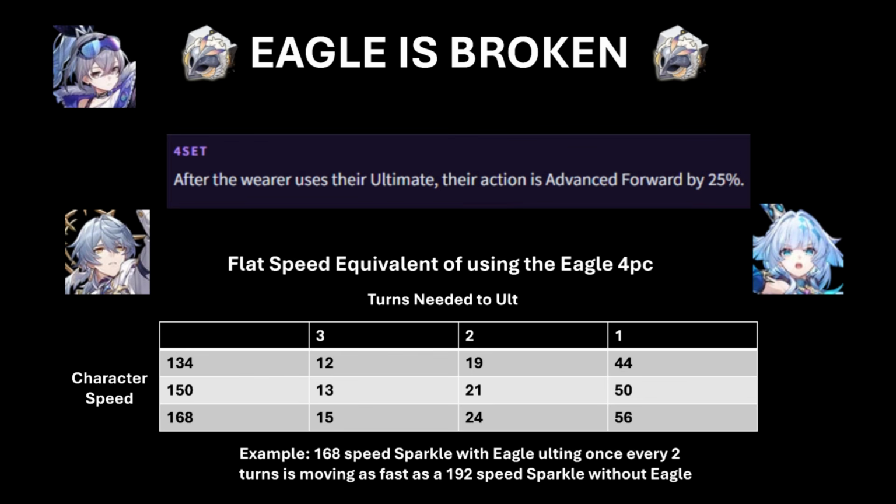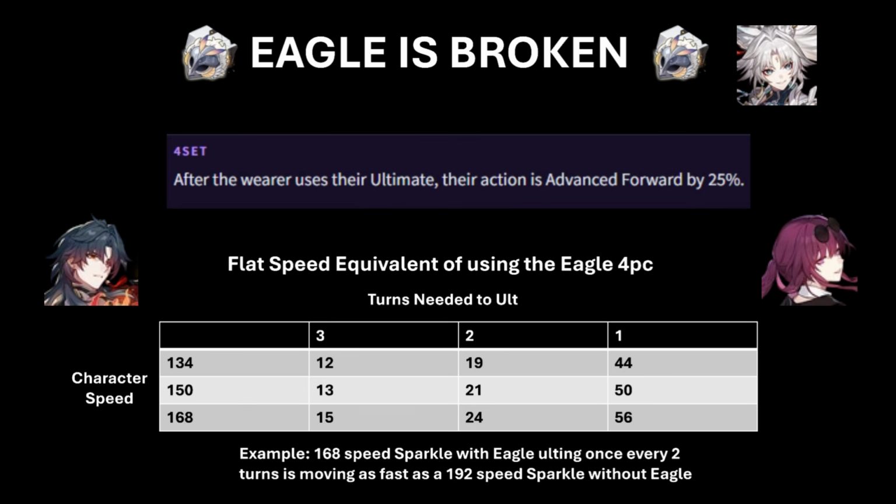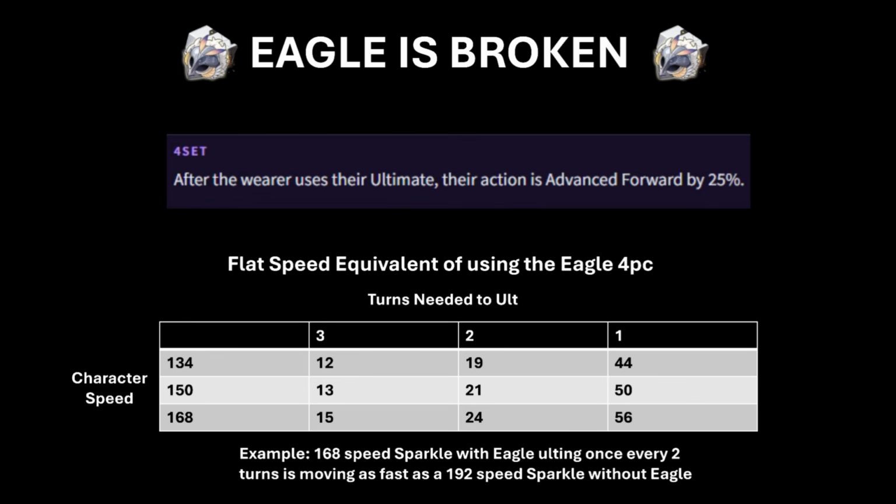Sunday, Sparxie, Nihility, Silver Wolf. And if you can manage an ult every turn, that speed boost goes up to a crazy 45 speed. Realistically, only Kafka, Moze, and Feixiao can achieve that, but that's only at 134 speed because as the character gets faster, which most supports will, the speed equivalent provided by Eagle actually increases. A 168 speed Kafka ulting every turn is getting an equivalent of 56 speed from Eagle. Eagle is very powerful, and whenever it's a set appropriate for a character, you should be looking to farm it for them.